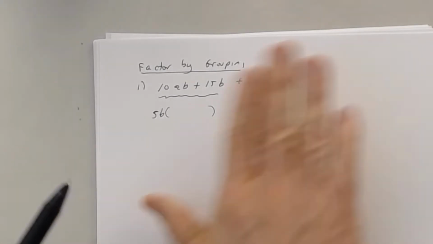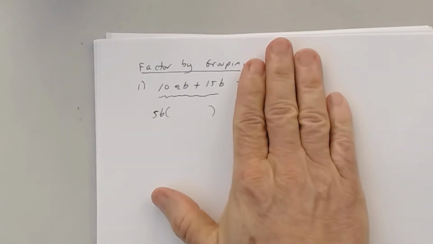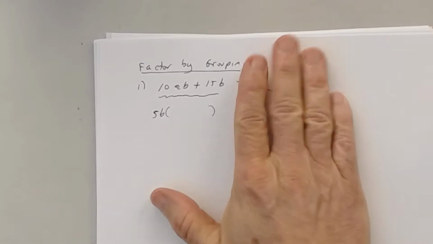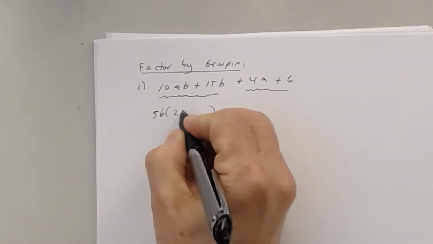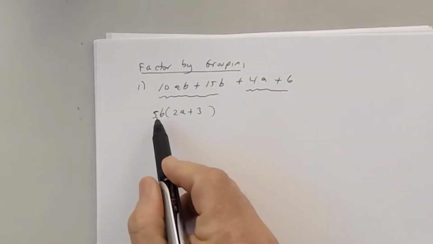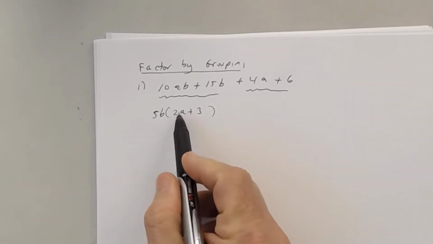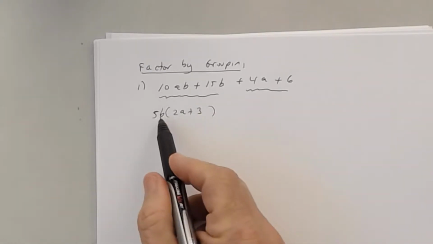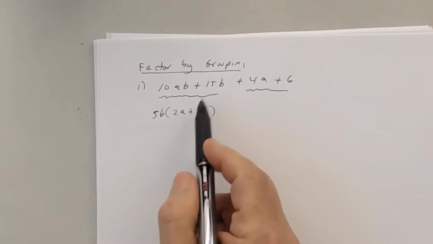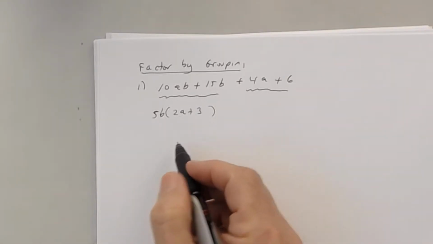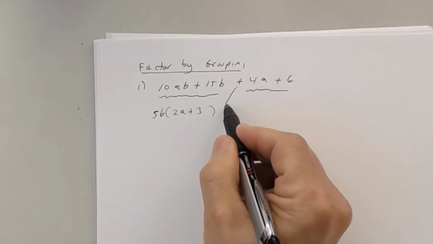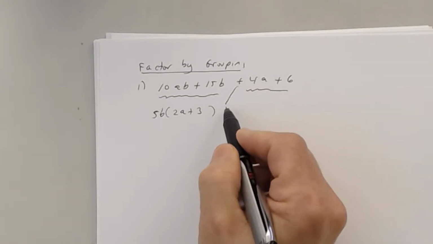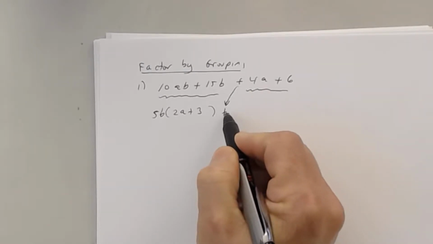And then what's left of this pair? 2a plus 3. So 2a plus 3. And then check yourself. 5b times 2a is what? 10ab. 5b times 3 is what? 15b. All right. Plus. See this middle symbol, that operation? Bring it down. You're going to say plus.